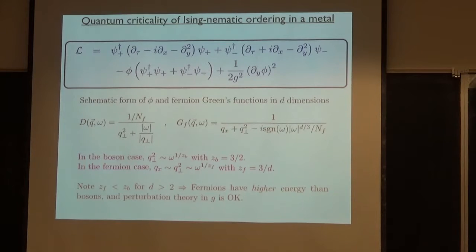Yeah. Okay. Well, just look at this. Even if you're in 2 dimensions, there's some typo here, but nevertheless, even if you're in 2 dimensions, Qx is still scaled as omega 2/3, while Q perpendicular scales as omega 1/3. No, that's because of the typo. They both scale the same.